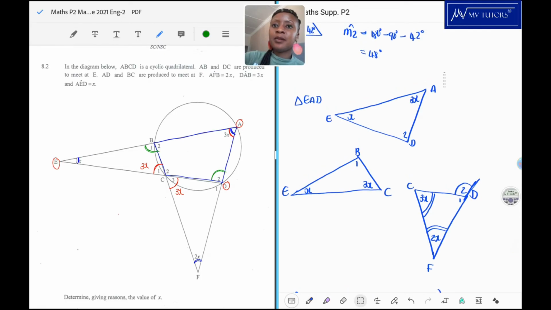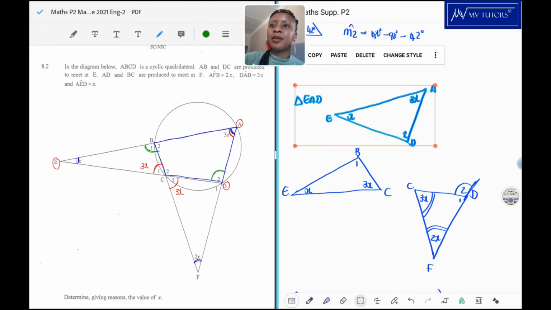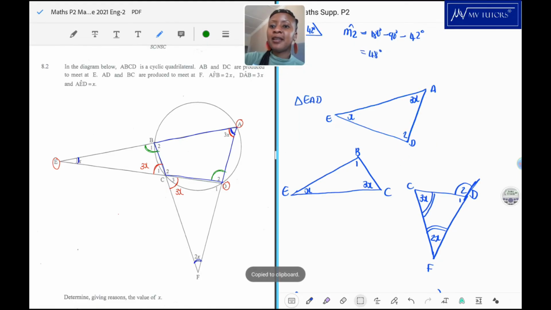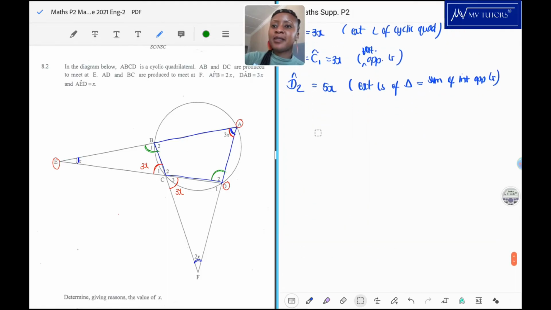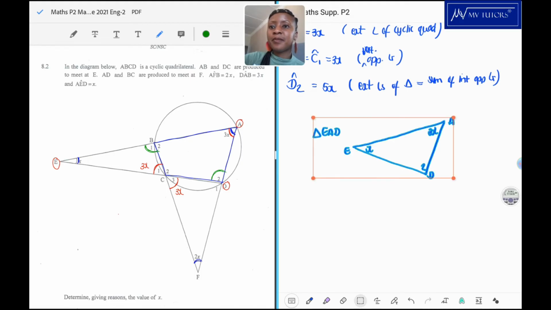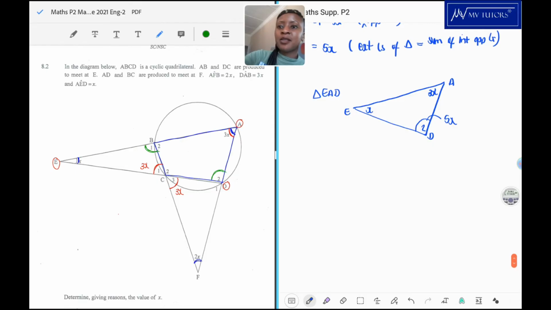Okay, copy and paste. Okay, so now I have D2 and we know that D2 is 5X. Okay, so D2 is actually 5X. Okay, then I think we're ready to solve. We're ready to solve, guys.